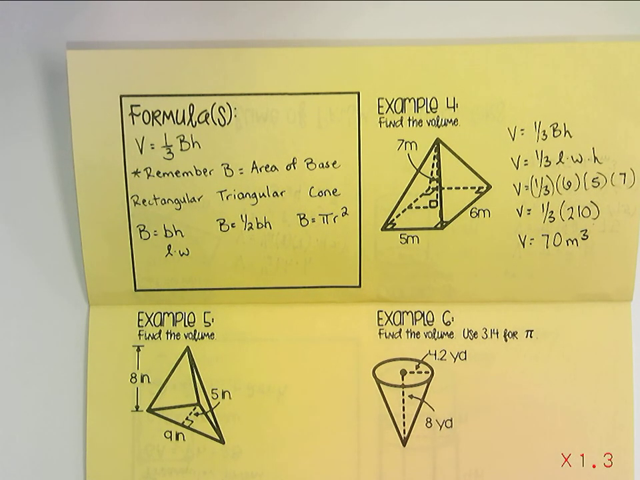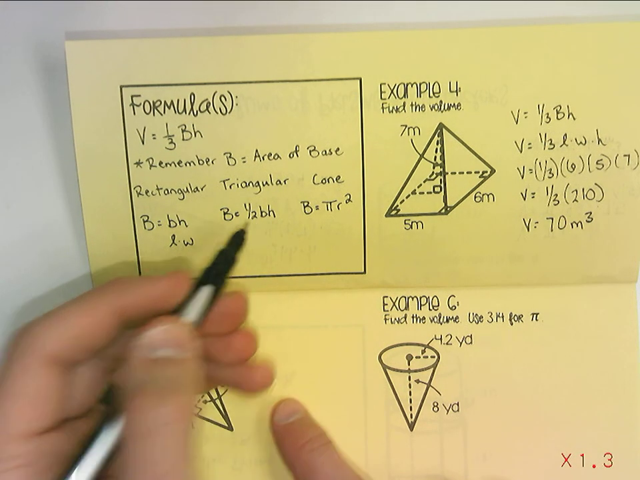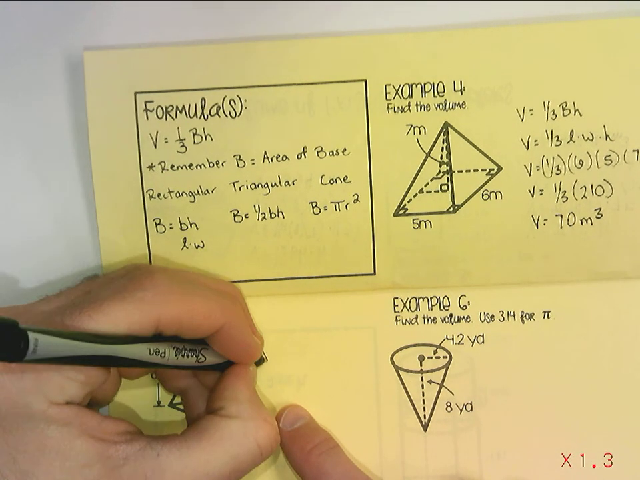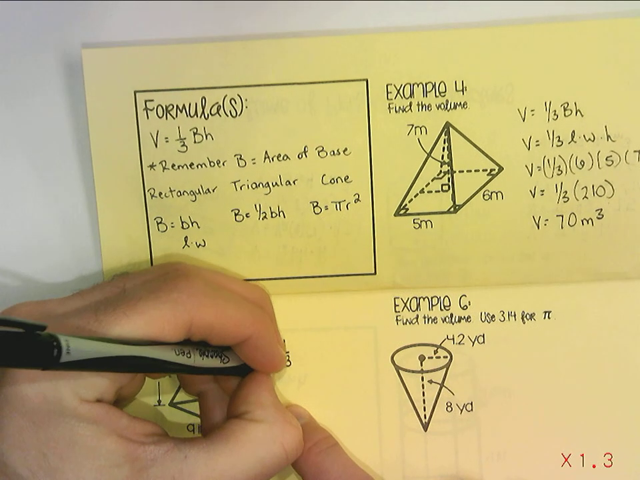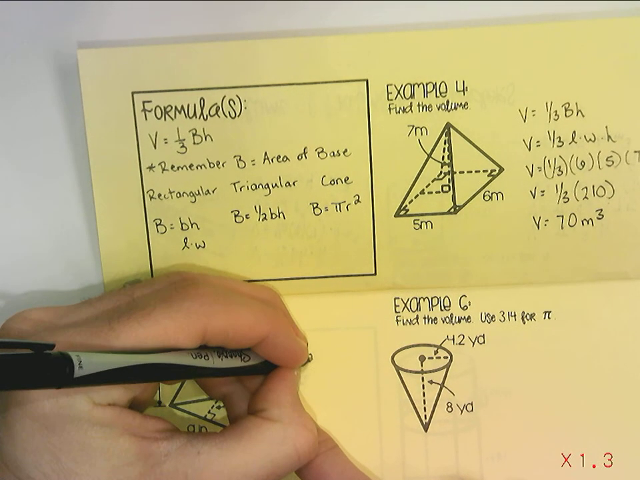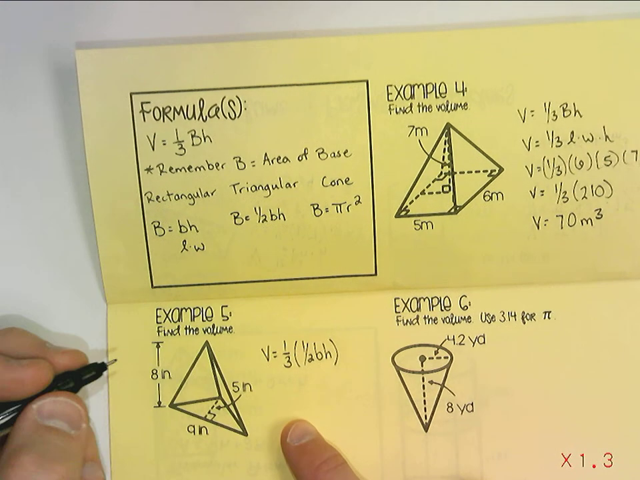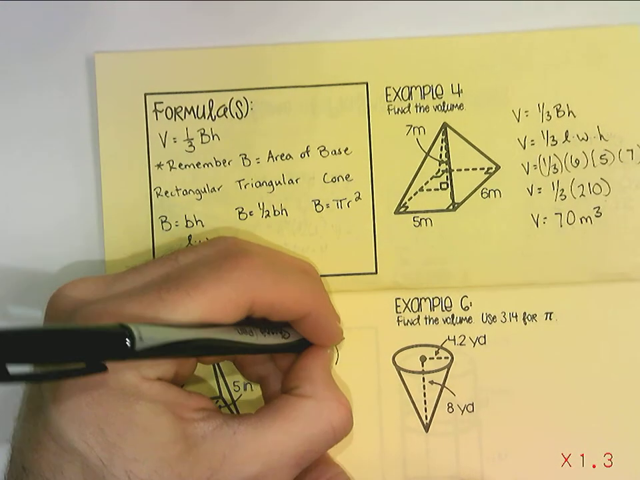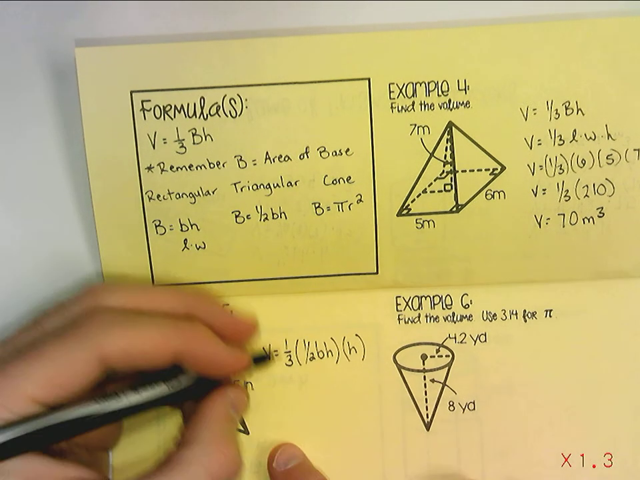So let's go ahead and try example 5 then. You're going to have a triangular base on that one, so your big B that's in here is going to be replaced with 1/2 base times height. So V equals 1/3 times 1/2 base times height, and again times the height of the pyramid. So this is a triangular pyramid.